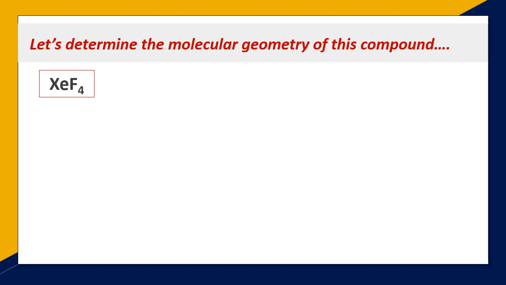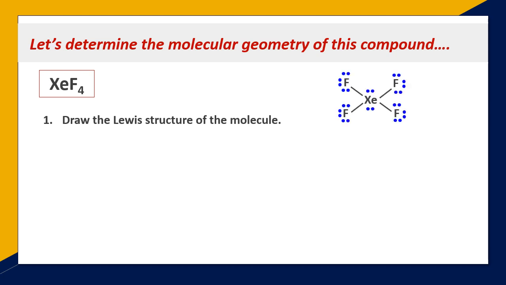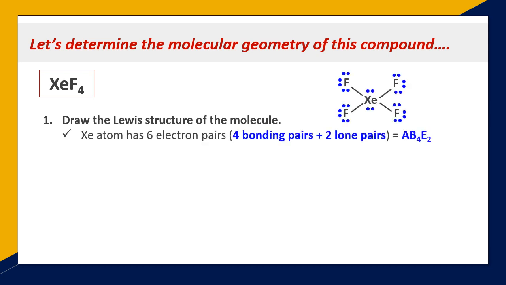Our last example is xenon tetrafluoride. First, draw the Lewis structure of the molecule. From the Lewis structure, we can see that the xenon atom is surrounded by 6 electron pairs, of which 4 are bonding pairs and 2 are lone pairs. All the electron pairs are arranged in an octahedral.